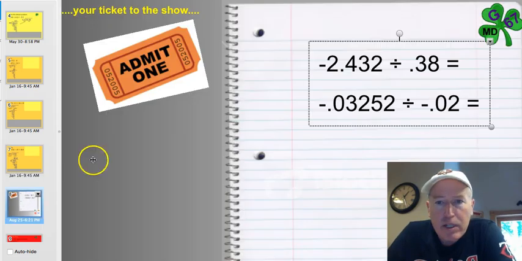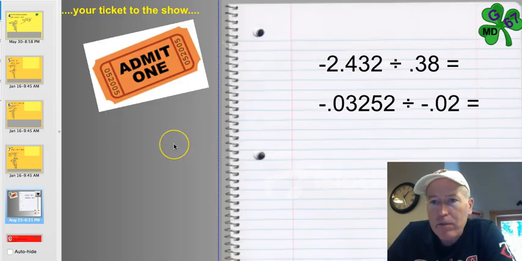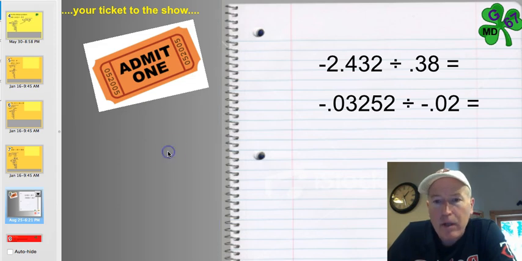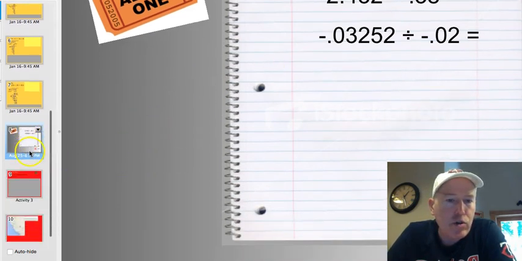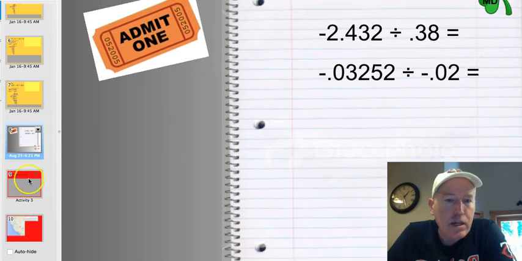All right, time for the ticket to the show problems. Negative 2.432 divided by 0.38 equals, I don't know. And then you have negative 0.3252 divided by a negative 0.02. All right, complete those, bring those to class tomorrow for your ticket to the show. Let's take a quick peek at our trivia question.